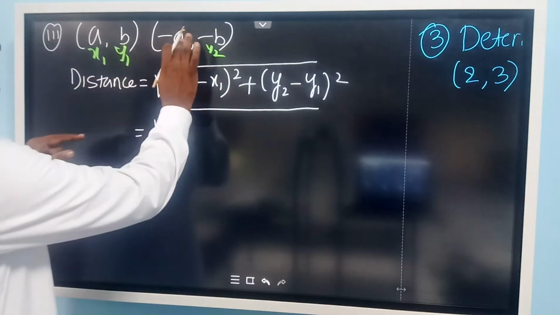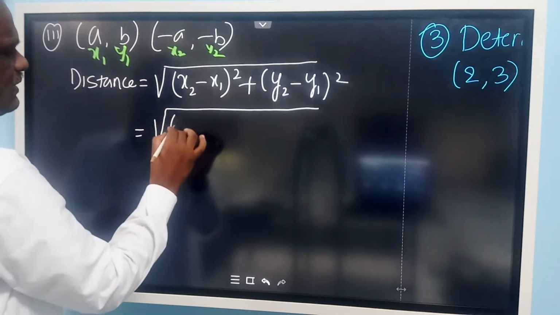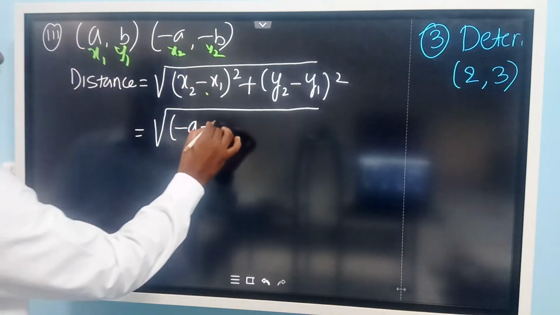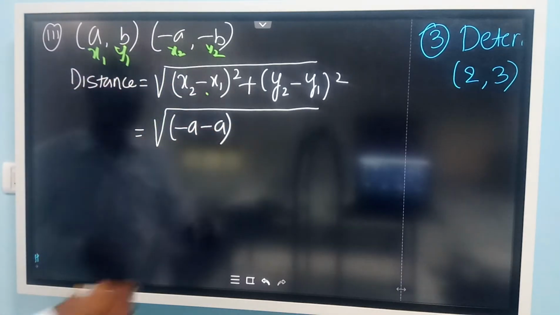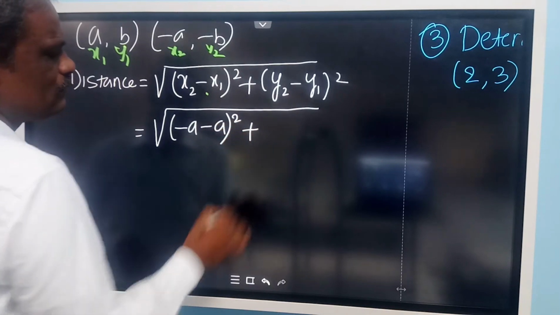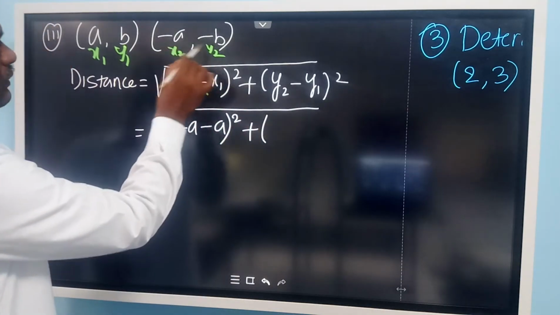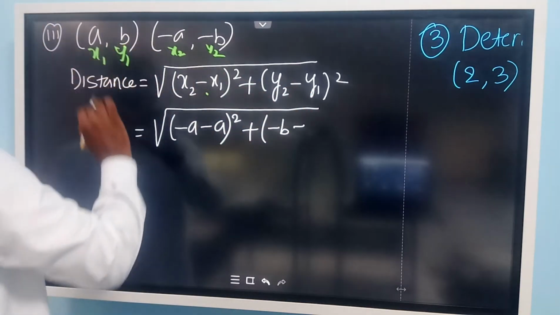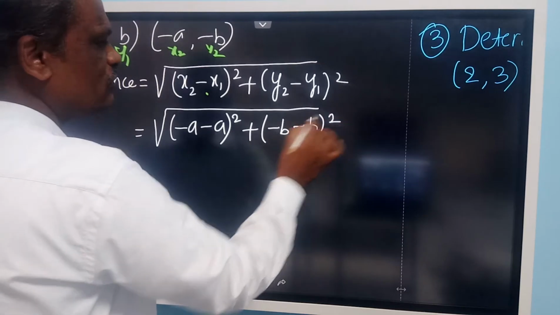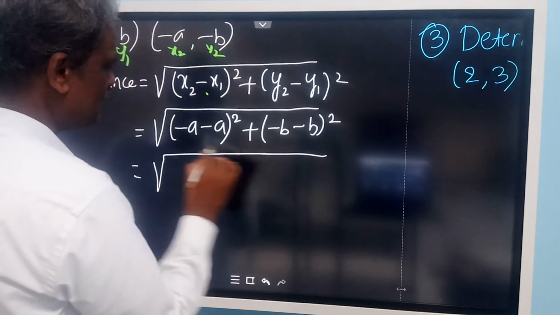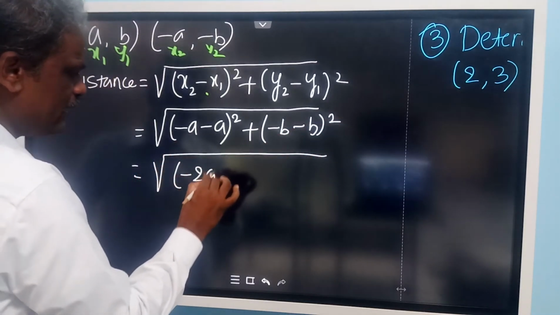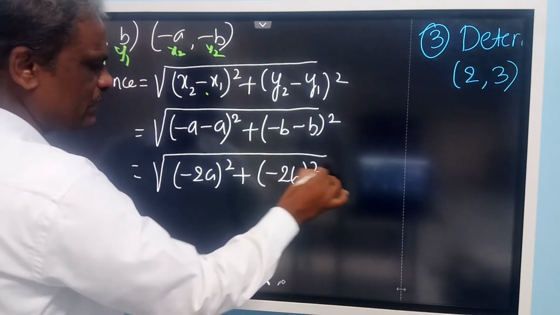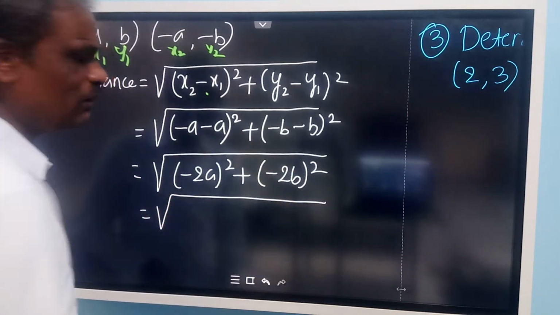In place of x2 I will write minus a. Minus x1, here a only, minus a only. Plus y2, here minus b. This minus we write as it is. Then y1 is b only, whole square. So if you simplify, this will be minus 2a the whole square plus minus 2b the whole square. So what happens when you simplify this?